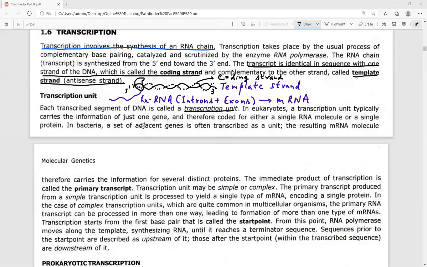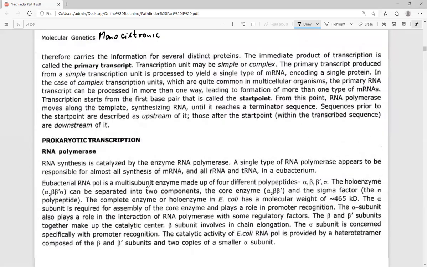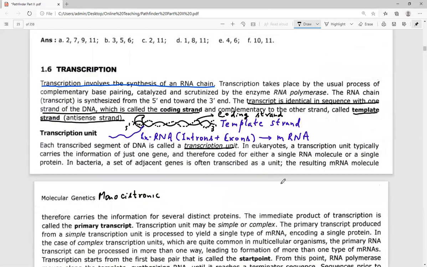polycistronic mRNA. There are two terms which are being used: monocistronic, and another term, polycistronic.